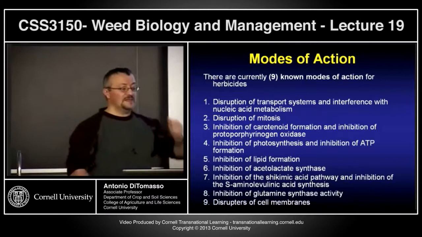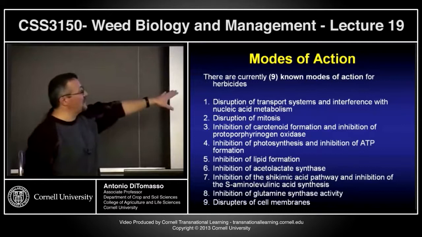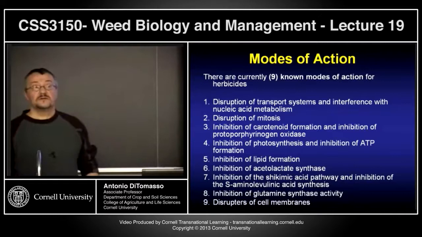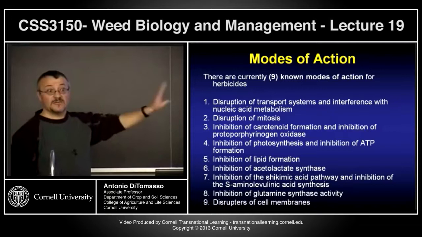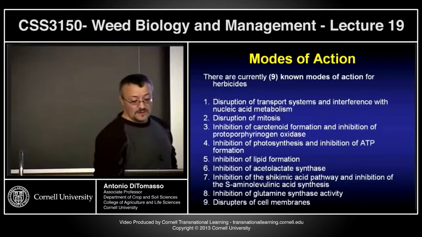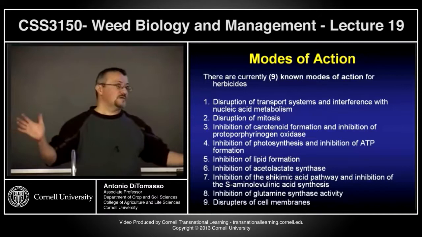What about inhibition of the shikimic acid pathway? Glyphosate, Roundup, Touchdown, sulfosate is in that group too. Inhibition of glutamine synthetase: Liberty, glufosinate, and we'll talk a bit about that. Glutamine is very important in the ammonia cycle. And lastly, the disruptors of cell membranes: paraquat, diquat.